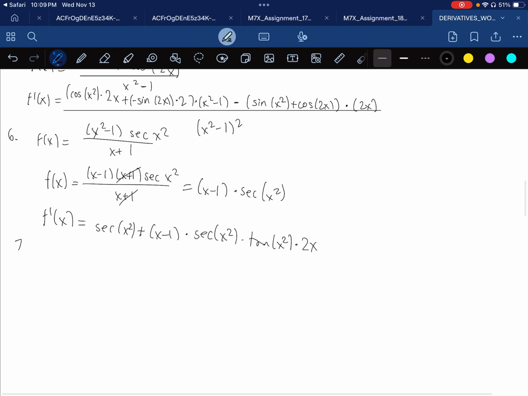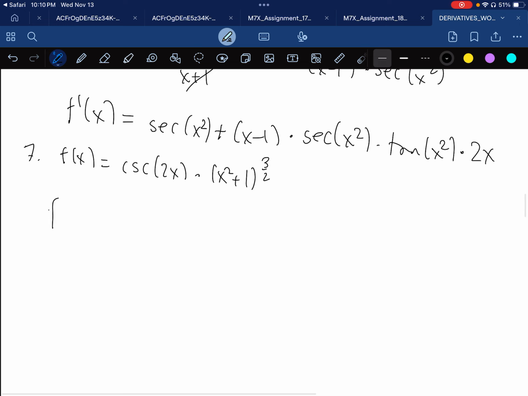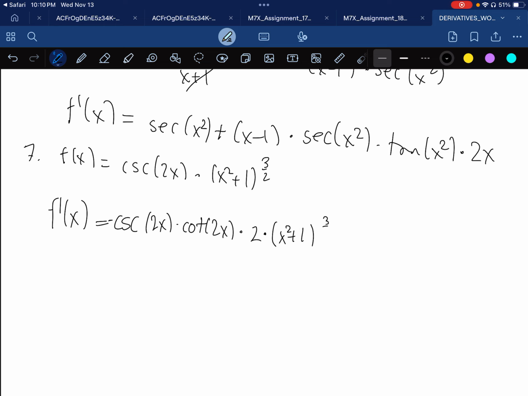So problem number 7. It says that if f of x is equal to cosecant of 2x times x squared plus 1 to the power of 3 halves. Well, in this case, we have a product, so we're going to use the product rule. So cosecant becomes negative cosecant of 2x times cotangent of 2x times the derivative of the inside, 2, times our second function, plus our first function times the derivative of the second function.